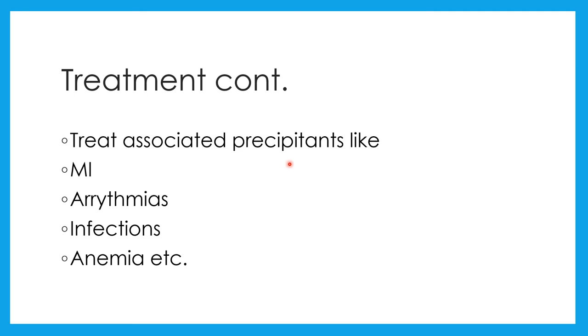Treat acute precipitants like myocardial infarction. You can have reperfusion or angioplasty. Arrhythmia: antiarrhythmic agents or rate control agents. Treat infections appropriately, with antibiotics or antivirals. You can have a procalcitonin level to determine if you are dealing with a viral or bacterial infection, and if you have already commenced antibiotics to deal with bacteria, procalcitonin will guide whether you are winning or not.